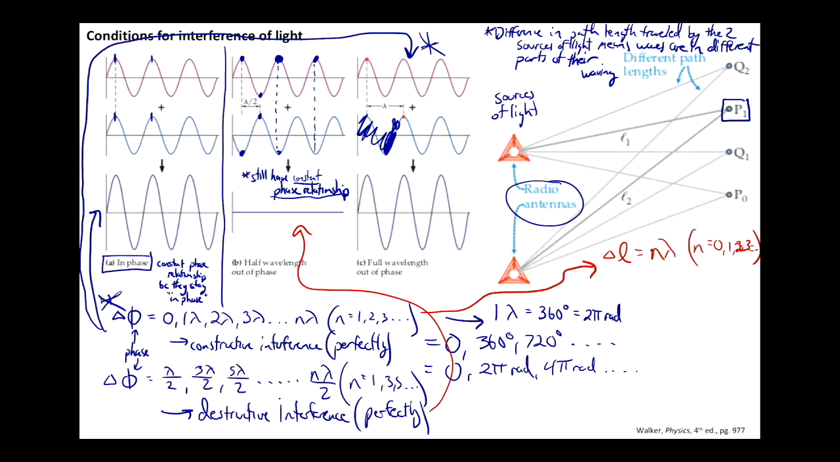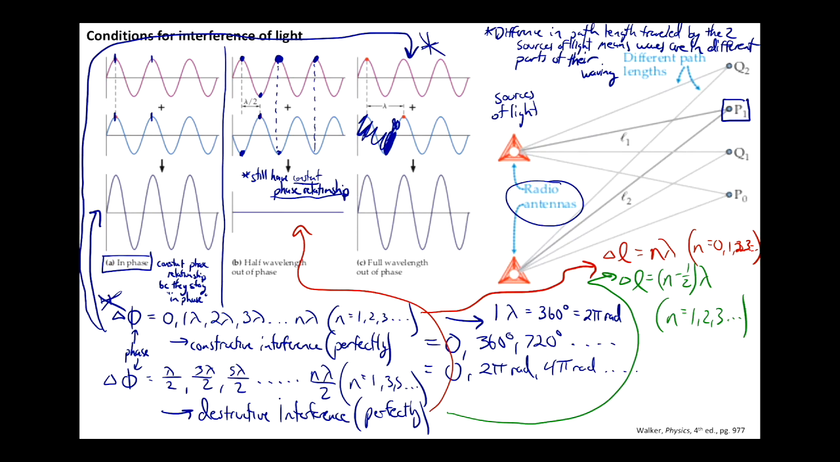Or we could say for the other case, no, not that color. Let's go with this one. If delta L is equal to n minus a half lambda, this will work, where n is once again equal to 1, 2, 3, and so forth. We get half wavelengths in difference. So that'll give me the half, 1.5, 2.5, 3.5, 4.5, and so forth.